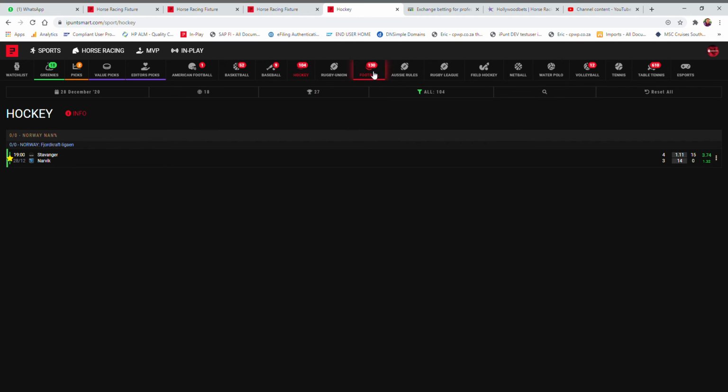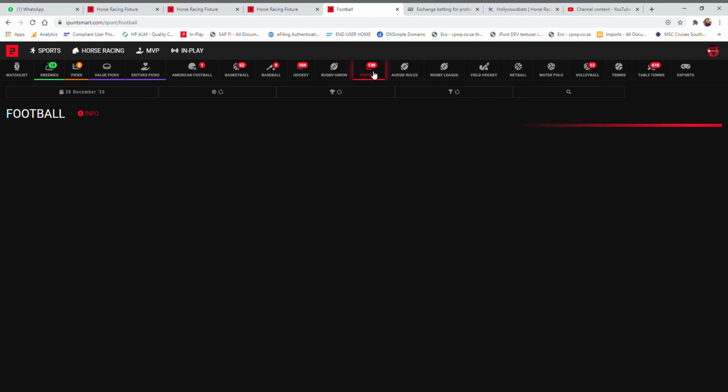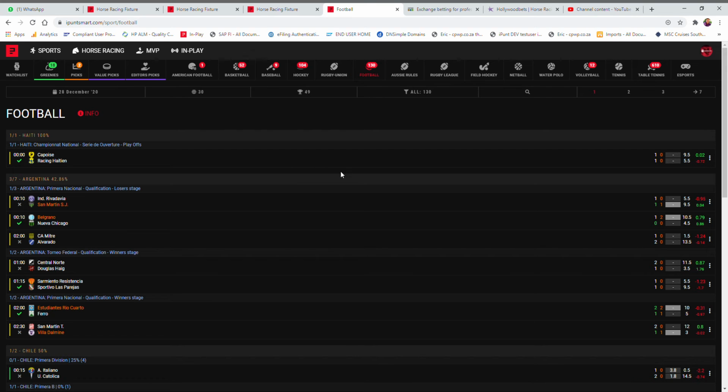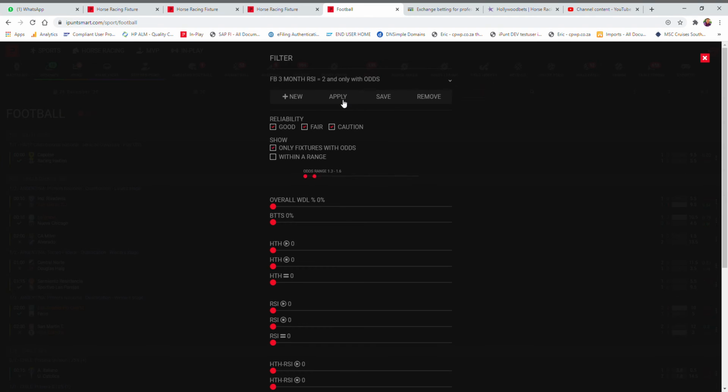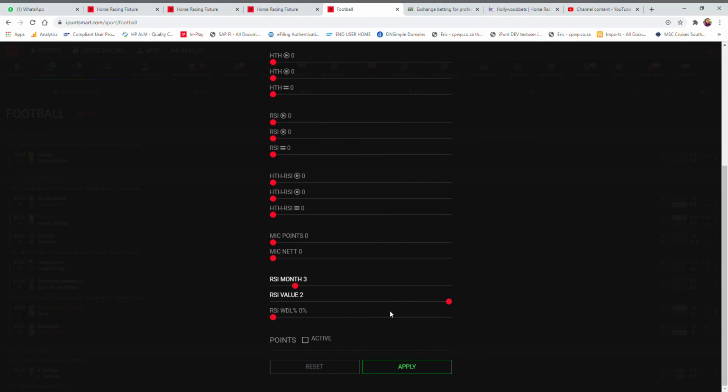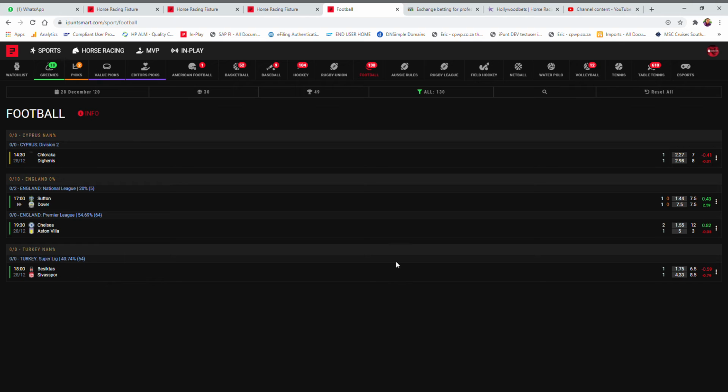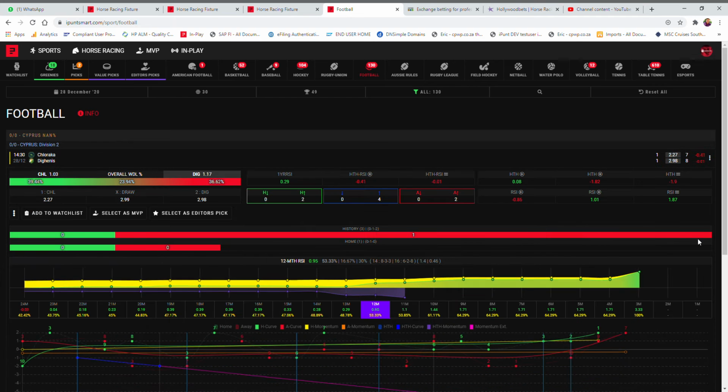There's no rugby. Let's move to football. There's only 130 football matches today. Unfortunately, not a whole lot. Let's look at the filters. The first one, football 3-month RSI equals 2 goals. And let's look at only the fixtures with odds. You can put the range at whatever you want if you want to add that range as well. So yeah, I'm looking at 3-month RSI at 2 goals. So in the last 3 months, on average, must be 2 goals ahead of the other one.